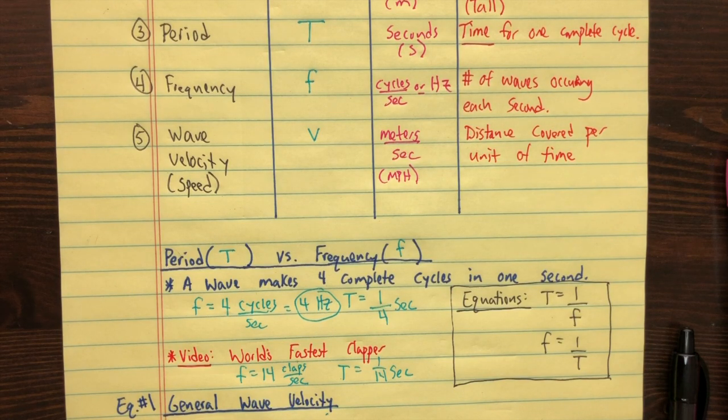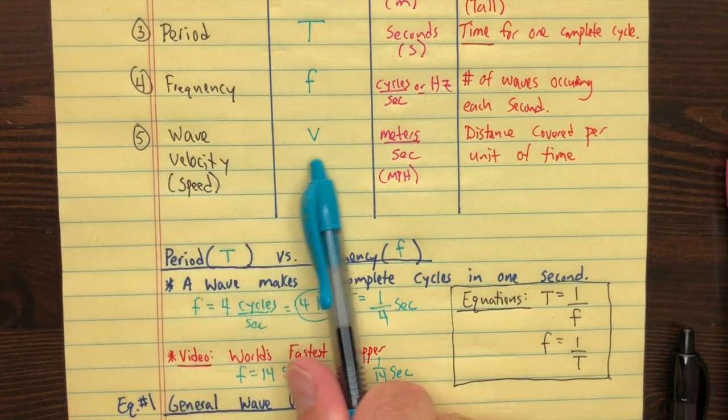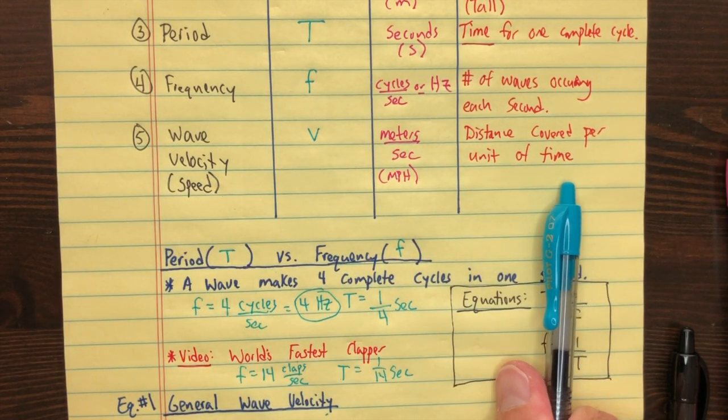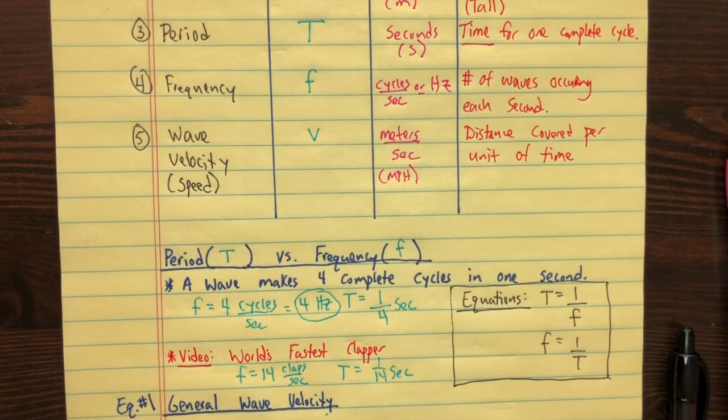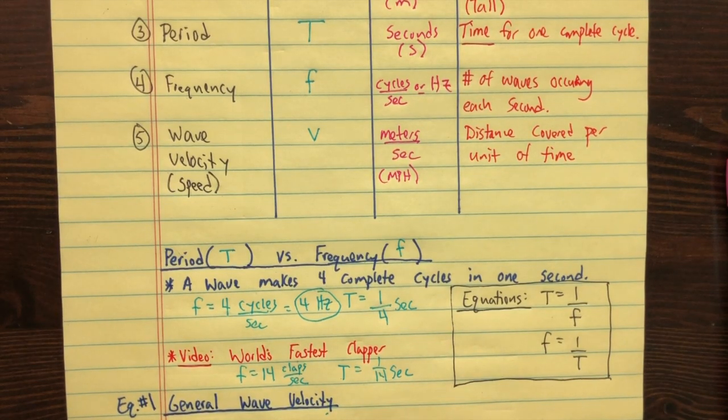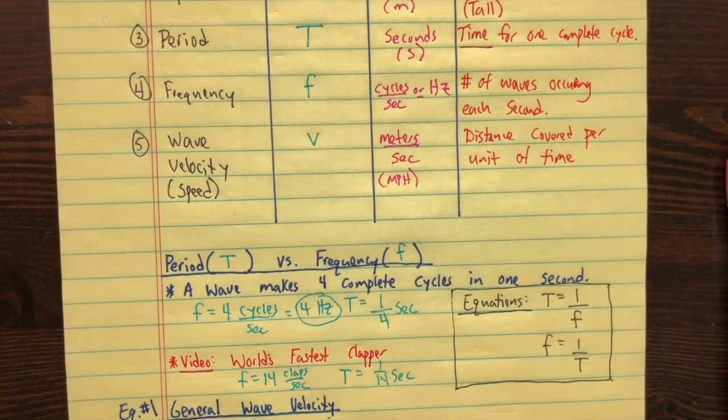But if you could, write velocity. And then I put parentheses here because the symbol for velocity is gonna be V. And velocity, if we look up to our chart, it says it's just the distance covered per unit of time. So let's just say, okay, the velocity of a wave is just the distance it covers per unit of time.